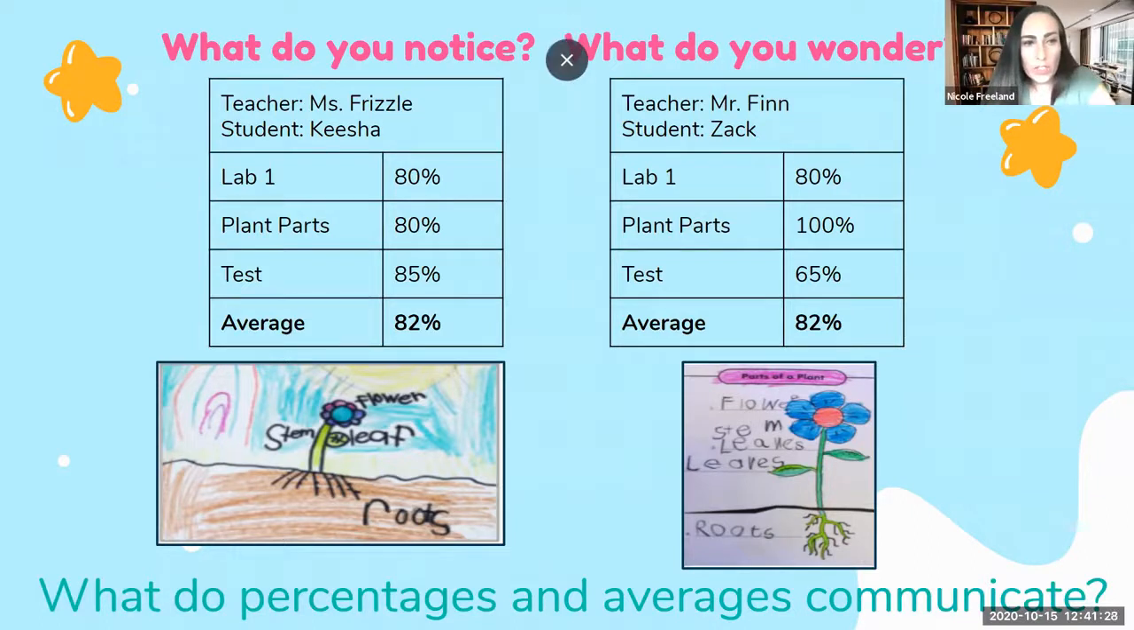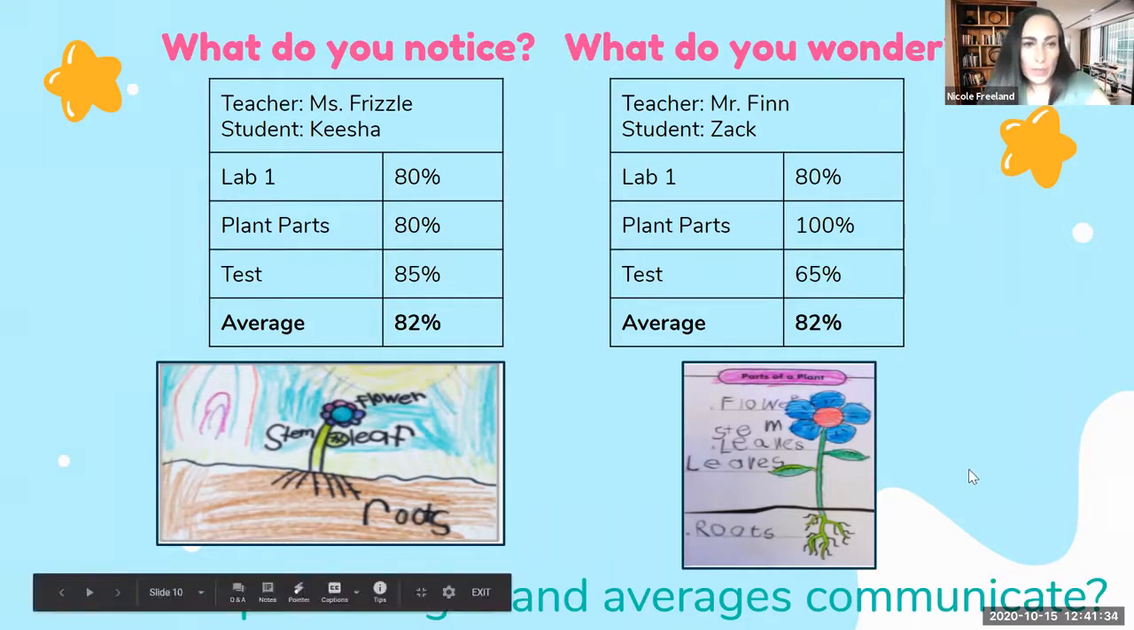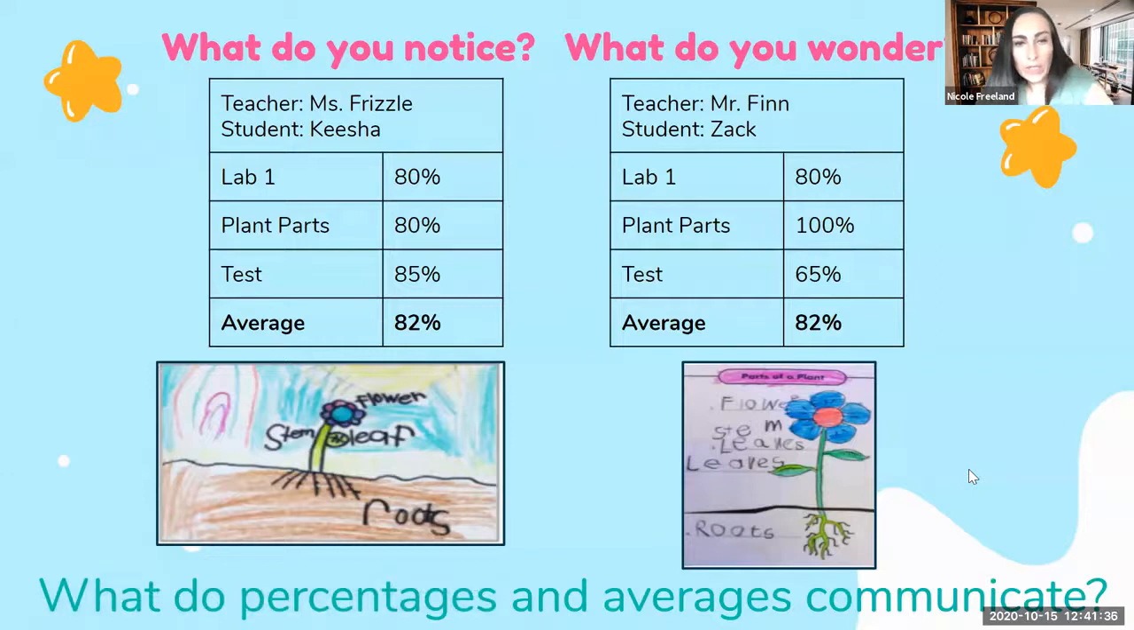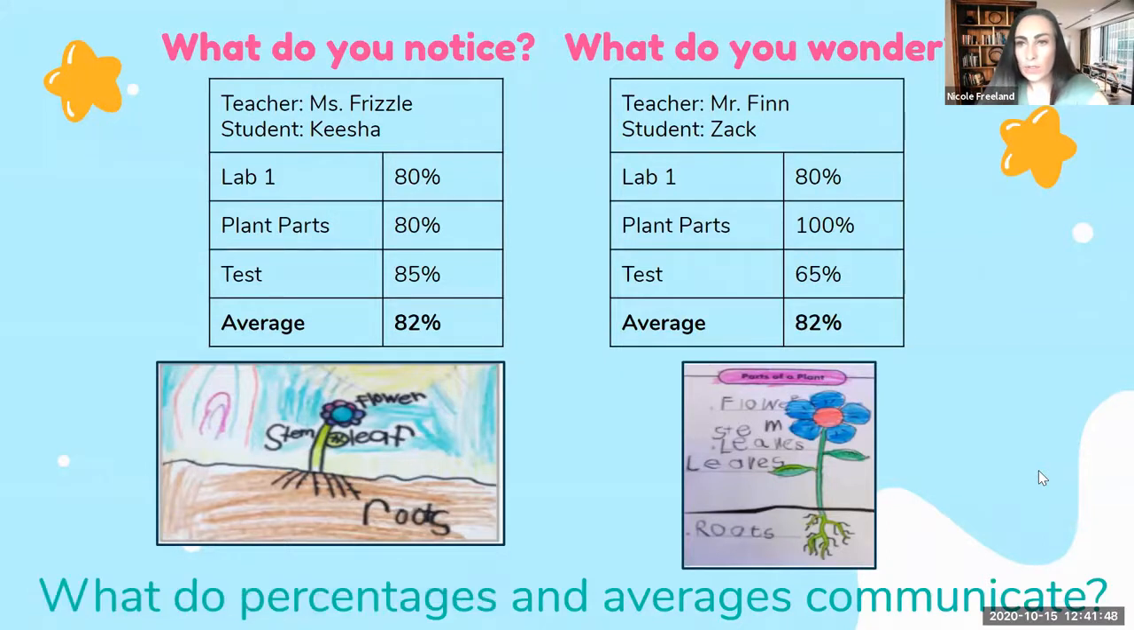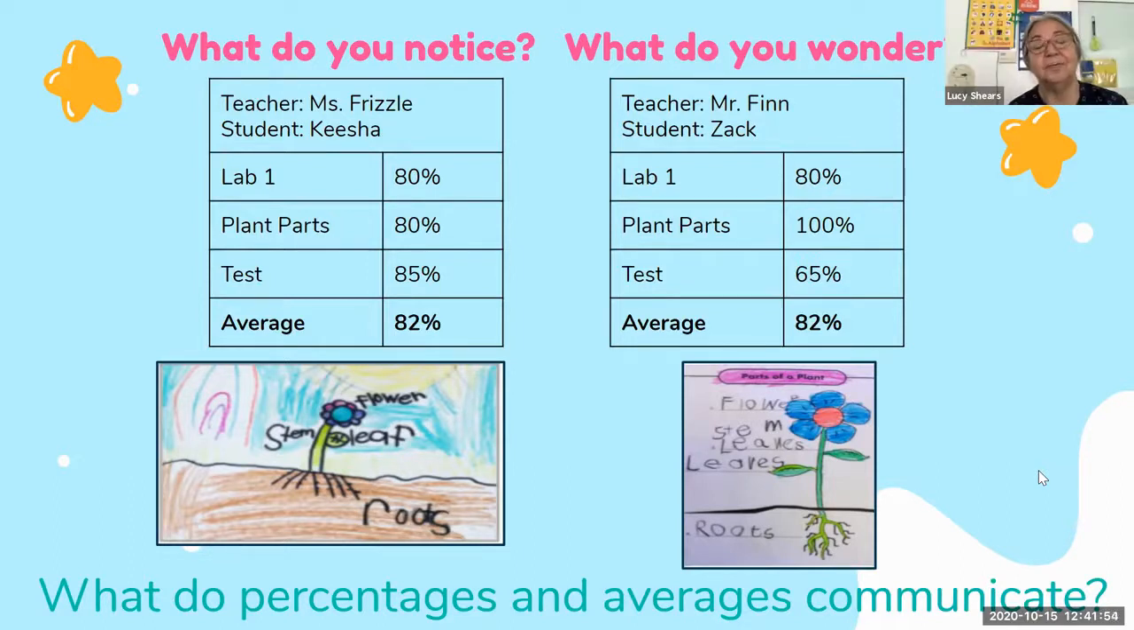All right, who would like to share what your group discussed about what do averages and percents communicate, or what do you notice? What do you wonder about these assignments? Just unmute yourself and share, or write it in the chat. We were wondering if it was weighted the same, if Miss Frizzle's class plant parts was the same value as Mr. Finn's plant parts, or it was a straight average. It was.